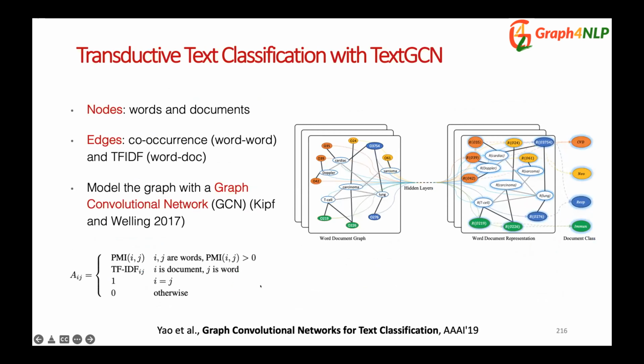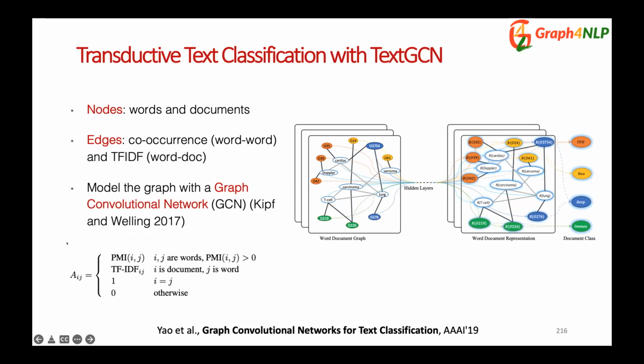And for text classification, in this work they perform transductive text classification with TextGCN. Basically, in the graph, the nodes are words and documents, and the edges are co-occurrence, meaning whether two words co-occurred in the same document, and the TF-IDF between a word and a document. They model the graph with a graph convolutional network.